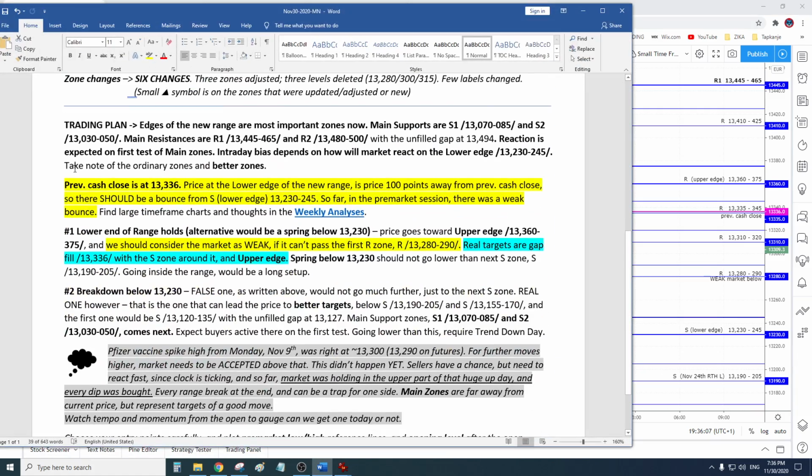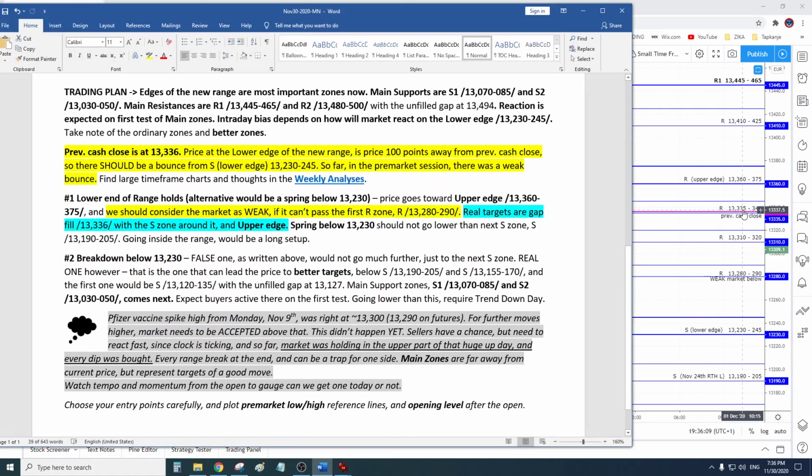So previous cash close at 336 also. So with that in mind, when you observe the price here more than 100 points away from the previous cash close, you need to think also about the inventory concept, and that up move should be first, and then we're going to see what is going to be next.